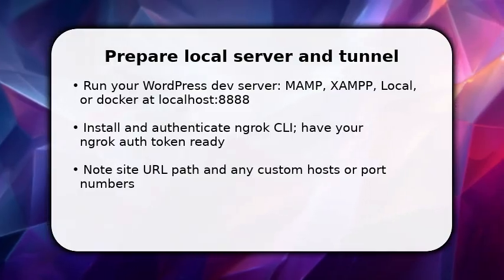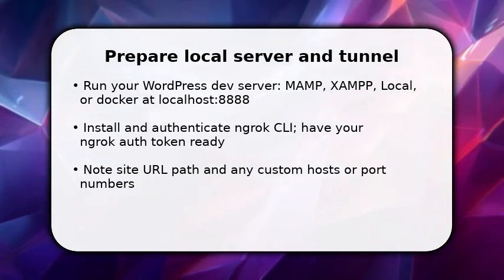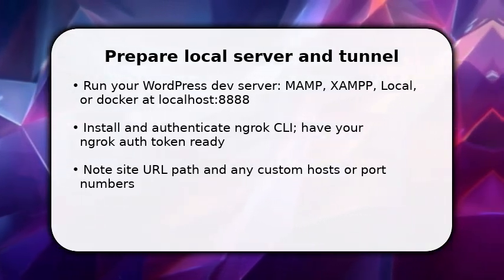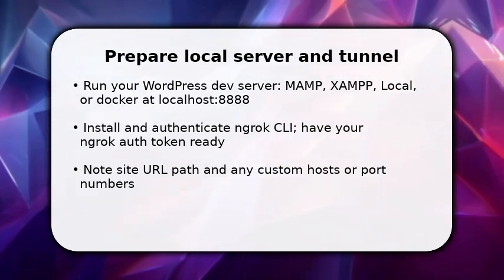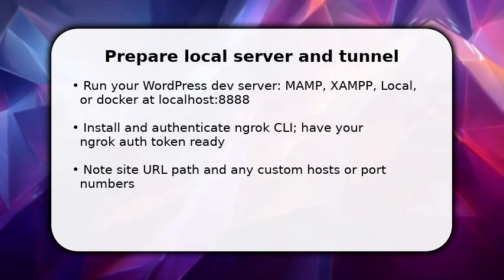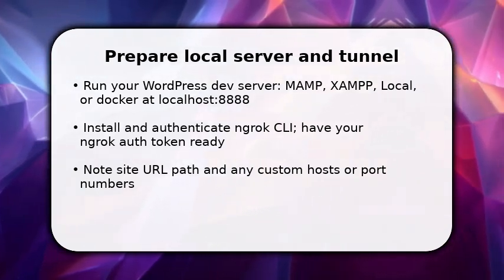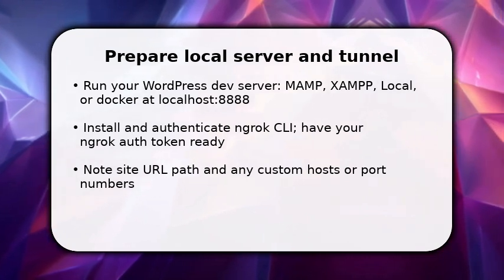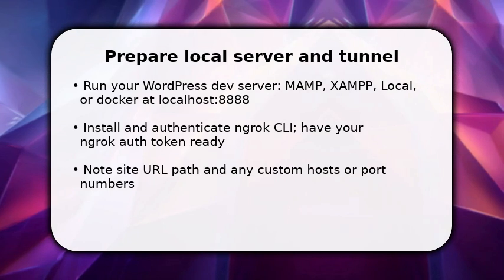You start by making your local WordPress site reachable on a single port. First, confirm the dev stack is running and note the exact localhost port. Next, install and authenticate the ngrok CLI with your token so ngrok can create a tunnel. Once done, choose whether you need HTTP or HTTPS and prepare any database credentials the client will need.